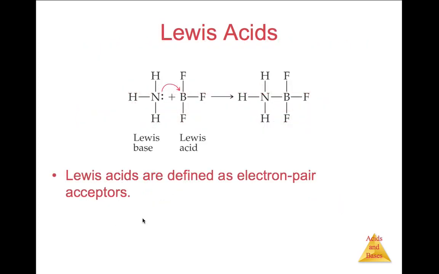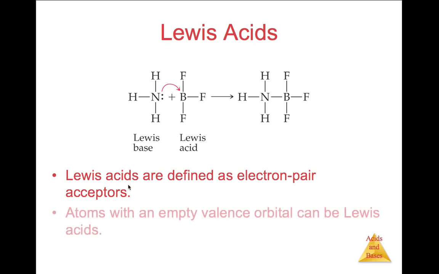Lastly, there's one other definition of acids and bases. We began this by talking about the Arrhenius type of acid and base, and then we spent most of the time talking about the Bronsted-Lowry definition of acids and bases. Lastly, we'll talk about Lewis acids. The Lewis definitions are defined as electron pair acceptors for acids, and bases are defined as electron pair donors. Atoms with empty valence orbitals can always be Lewis acids.